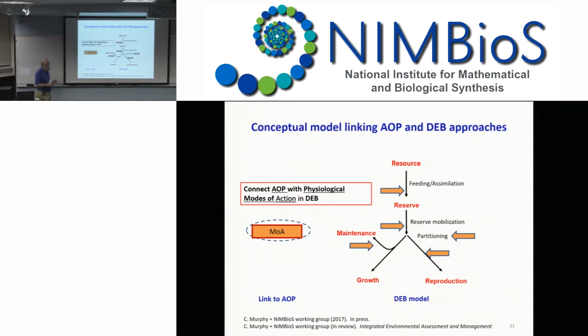And the connection that I think can be made and makes a lot of this work relevant is that the idea is that you can relate key events in the AOP with the physiological modes of action in the DEB model. And this is especially appealing because work that I don't have time to describe shows that this reverse engineering process often gives you ambiguous results. And it's good to be able to bring a mechanism from the real world rather than the fantasy world into pulling these things together.